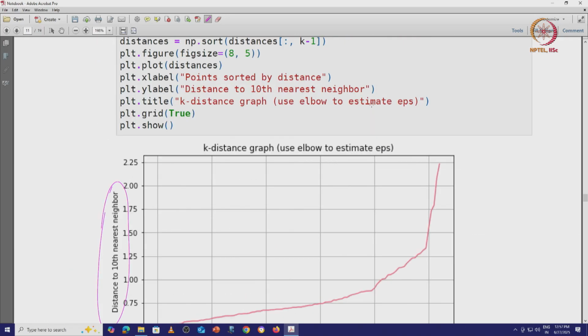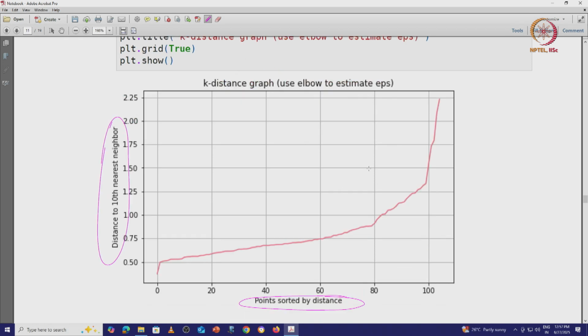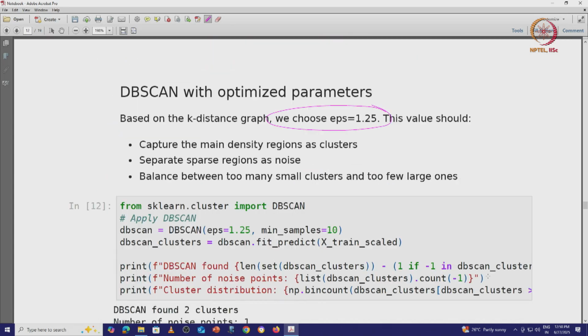That's what I told you from this elbow plot here, where the distance to the 10th nearest neighbor rapidly increased, right, at this point. Based on that, we are capturing the main density regions as the clusters, and then the sparse regions have been separated by the boundary points. And of course, as always, there is a balance between too many small clusters and too few large ones, right. If you have too few clusters, you don't get insight, and if you have too many, then every point is its own cluster, and you don't uncover the similarities in the data set.